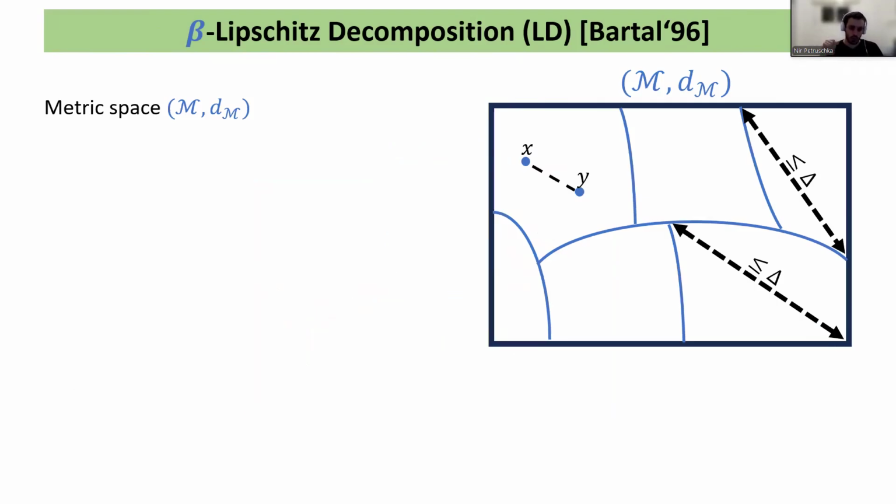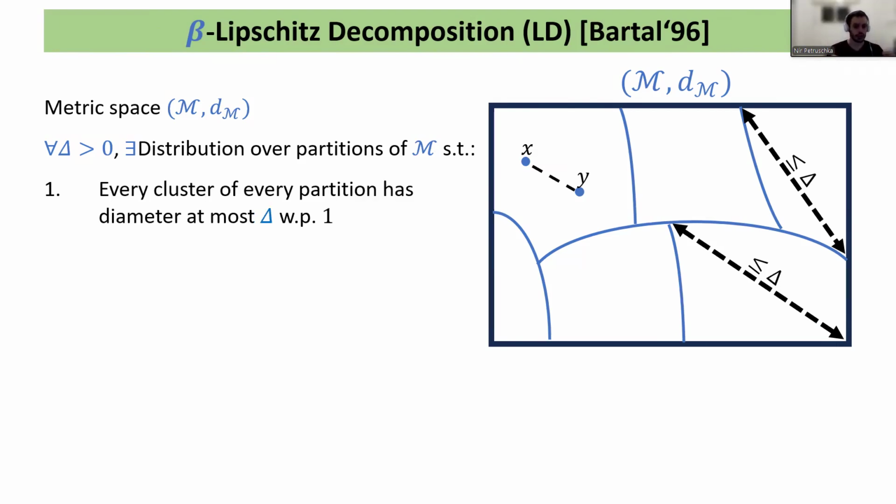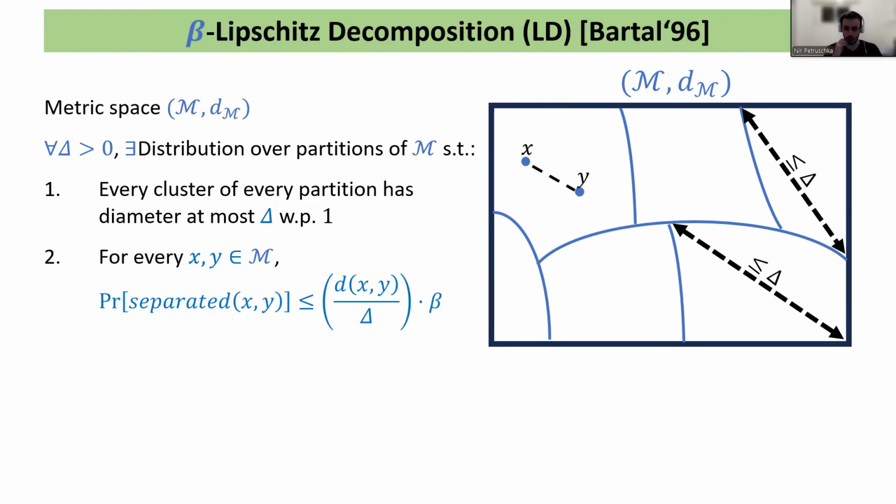Okay, so a bit more formally, we say that a metric space admits a beta Lipschitz decomposition if for every target diameter delta, there exists a distribution over partitions of the metric space such that two properties hold. So the first one is that every cluster of the decomposition of this partition has diameter of at most delta, and this happens with probability 1. The second property is that for every pair of points, the probability that they get separated by the decomposition is at most their distance, normalized by delta, times beta.